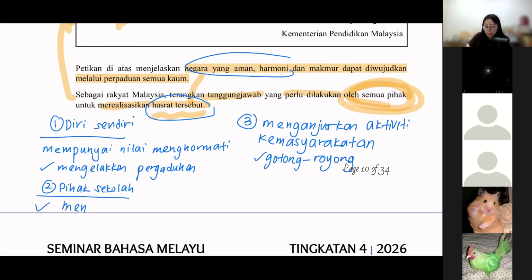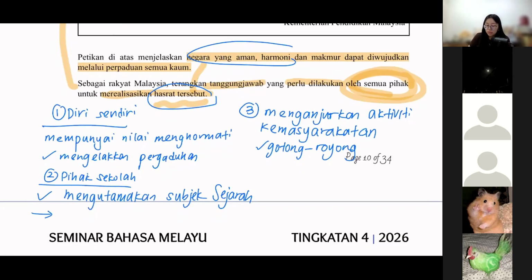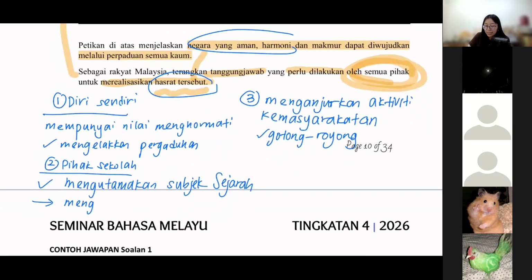So, mengutamakan subject sejarah. The S has to be a capital letter because it's kata nama khas. And then, so that the students dapat menghayati, will appreciate, menghayati keamanan negara, the peacefulness of our country. Okay, other than diri sendiri, pihak sekolah, this one can be government, pihak berkuasa, atau pihak kerajaan also can.